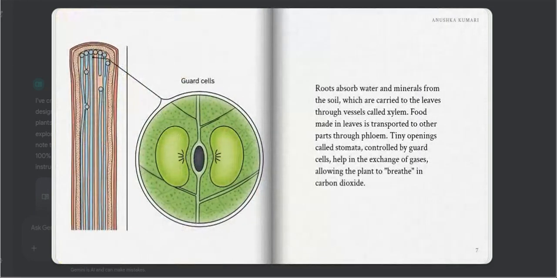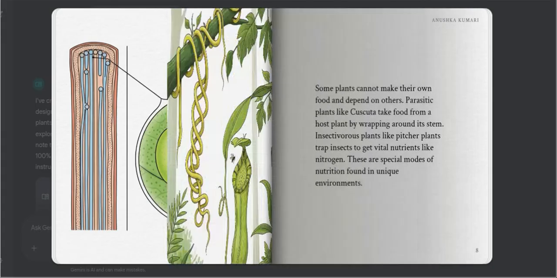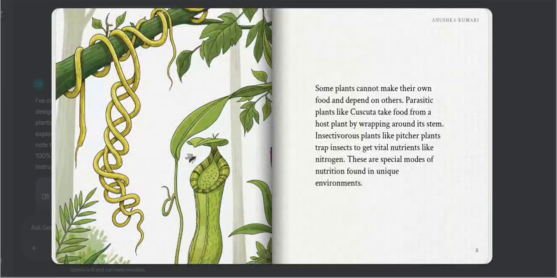Roots absorb water and minerals from the soil, which are carried to the leaves through vessels called xylem. Food made in leaves is transported to other parts through phloem. Tiny openings called stomata, controlled by guard cells, help in the exchange of gases, allowing the plant to breathe in carbon dioxide. Some plants cannot make their own food and depend on others.